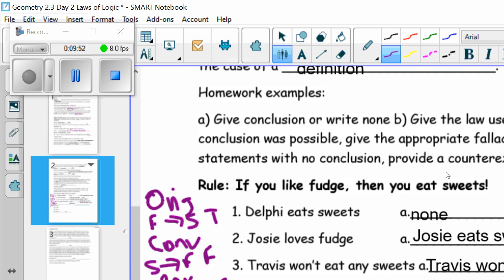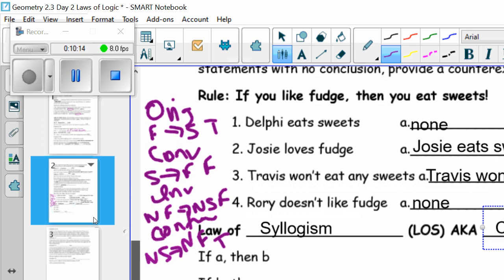All right, so then we have to talk about what's called the law of syllogism. Abbreviated as LOS, and this is AKA, which means also known as the chain rule. So this says, if A, then B, if B, then C, if C, then D. So the conclusion, if the very first thing happens, if A, then the very last thing will happen, then D.